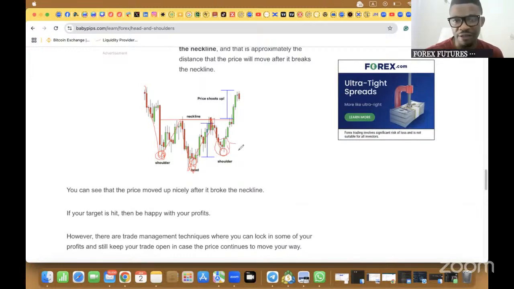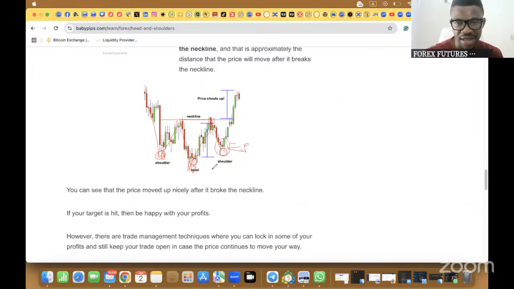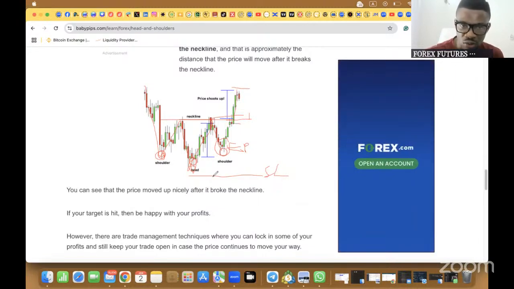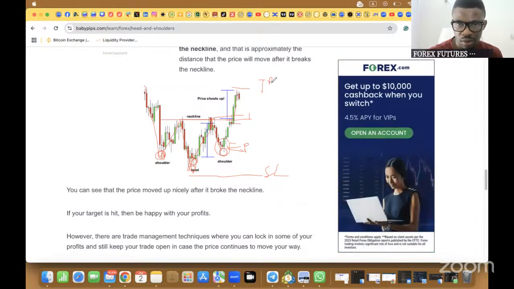Some people enter from the neckline here, entry point here. SL is under the head. Then their first take profit is the neckline here, 1. Second take profit is the same movement from neckline all the way to the top as the same movement from neckline to the head, to give us the TP2 here. So that will be entry point, TP2, entry point, SL. That will be giving us 1:2.